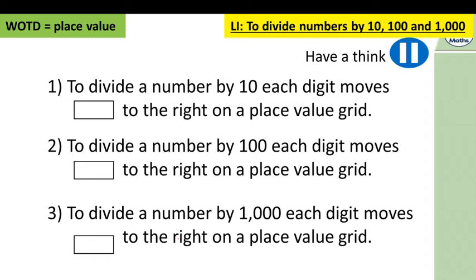So if you divide by 10, each digit moves 1 to the right in the place value grid. If you divide by 100, it moves twice to the right. If you divide by 1,000, it moves thrice, or 3 times to the right. So this is just to highlight how many zeros are in there, and you might make a link to that and how many you move to the right.